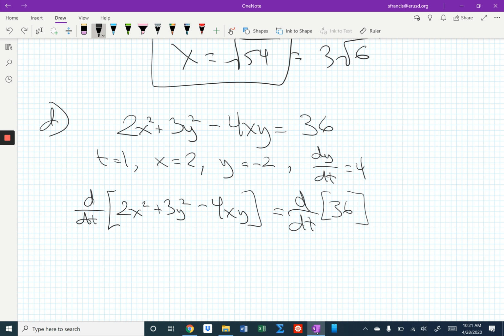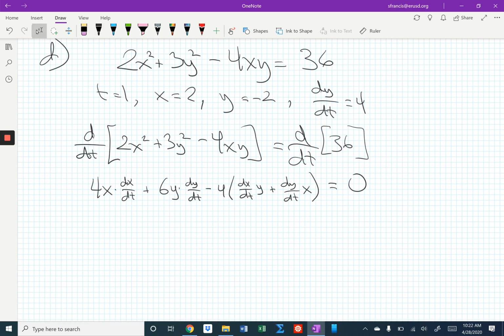So the derivative of 2x squared with respect to t is going to be 4x times, I'll use their notation, dx over dt, plus 6 times y times dy over dt, minus 4 times, now the derivative of x is dx over dt times y plus dy over dt times x. I'm just doing the product rule there, and still differentiating a constant on that side.